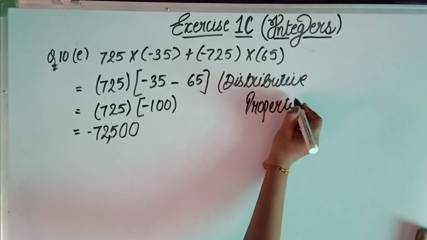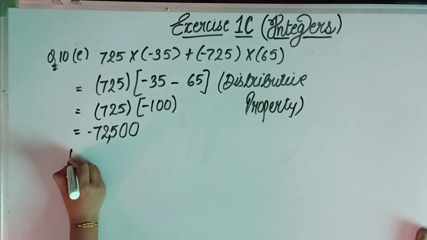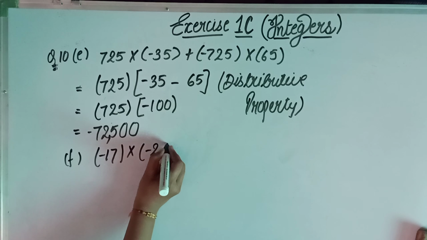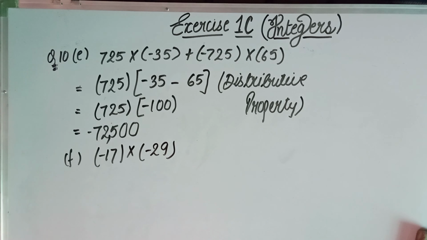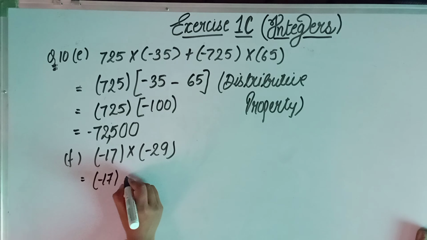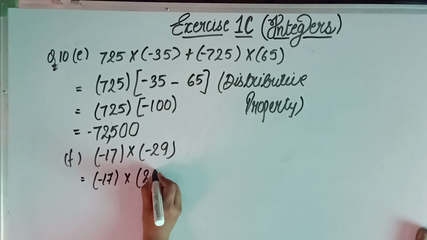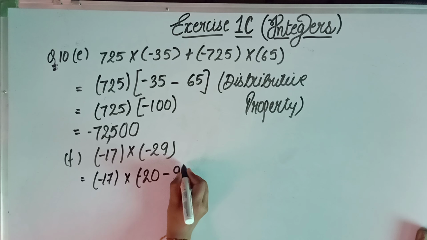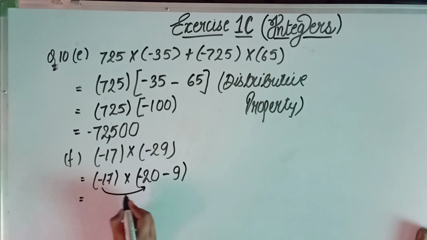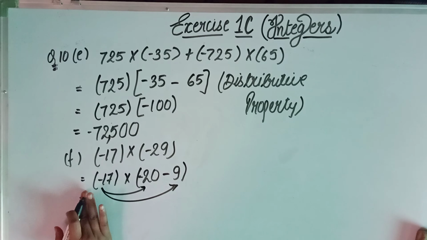Now let's move on with another one, F1. So F1 is minus 17 into minus 29. Okay, so how are we going to multiply this? You can write 29 as minus 20 and minus 9. Okay, minus 20 and minus 9. So this is the distributive property again. So first we will multiply minus 17 with minus 20, then we will multiply it with minus 9.